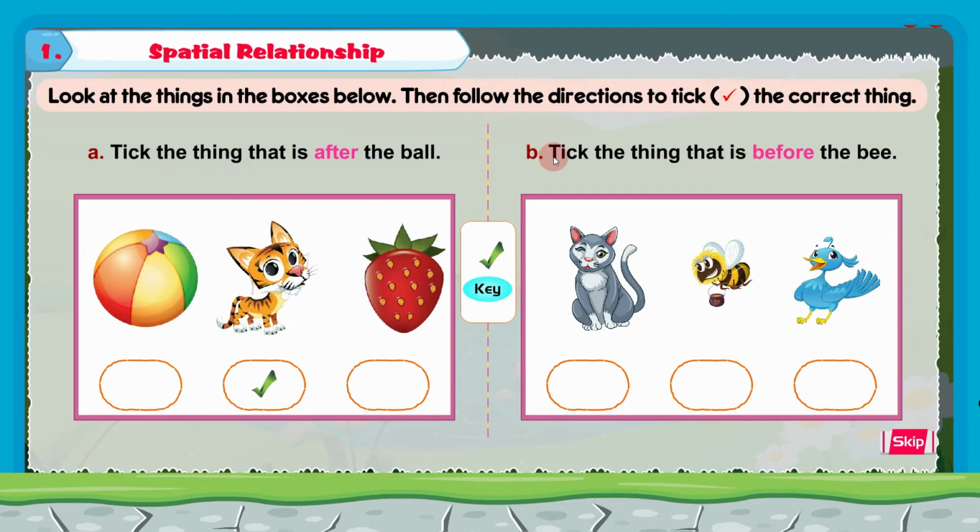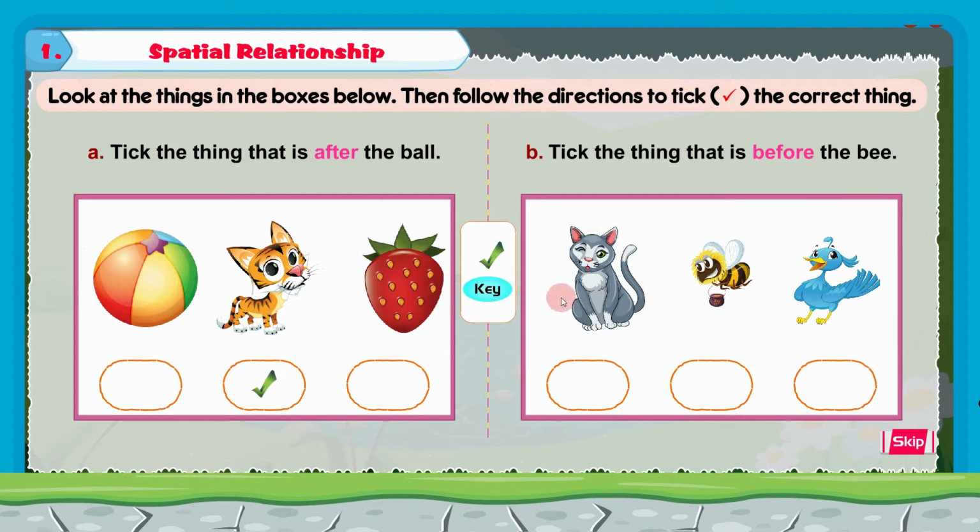Now, B. Tick the thing that is before the bee. This is a cat. This is a bee, that is honey bee, and this is a bird. So, we have to tick the thing that is before the bee.